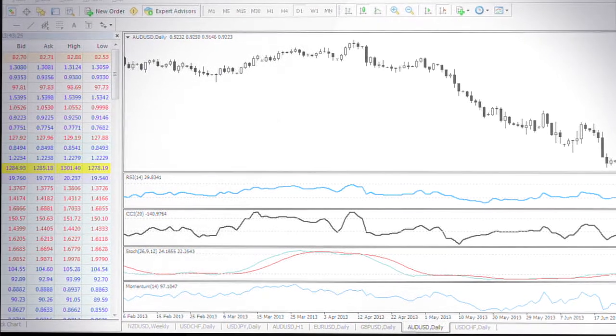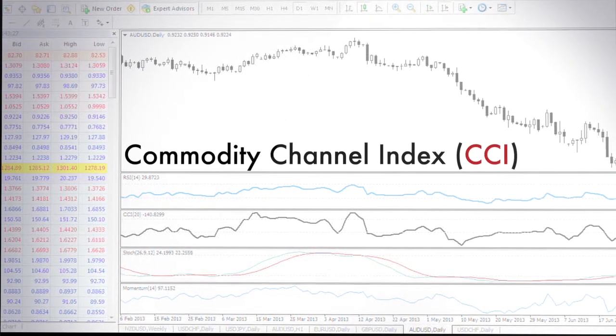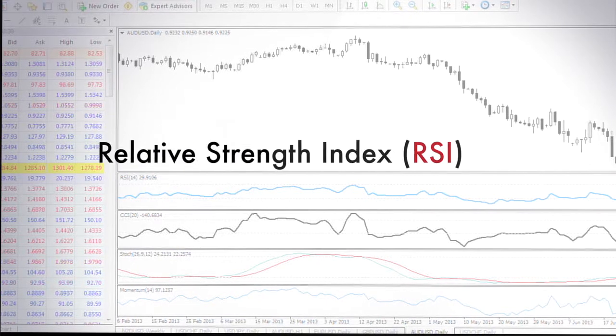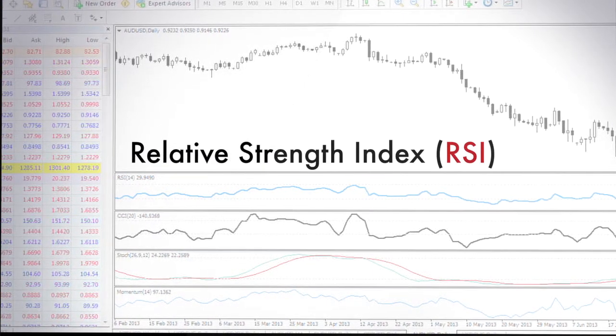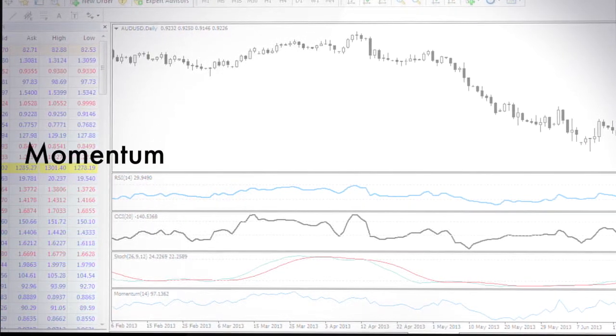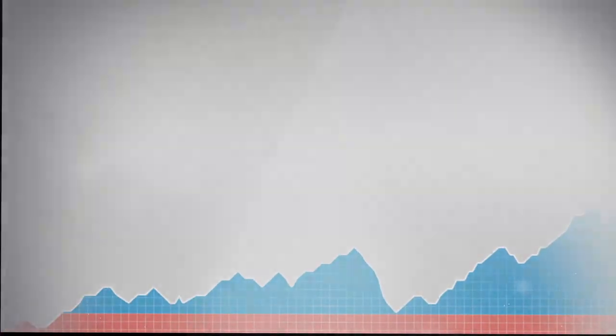Some of the popular leading indicators include Commodity Channel Index, CCI, Relative Strength Index, RSI, Stochastic Oscillator, Momentum. Let's now look at the lagging indicator.